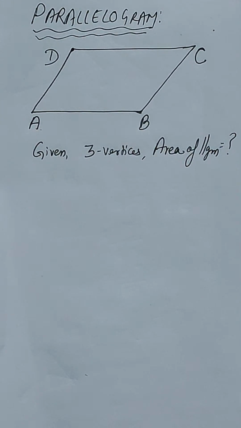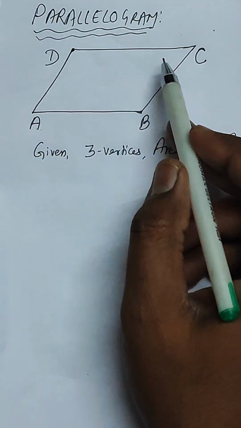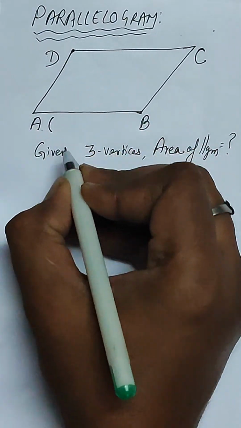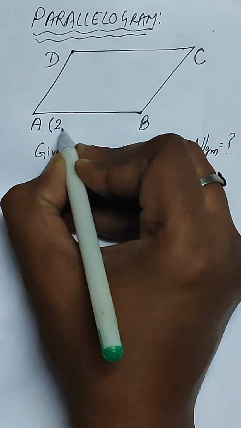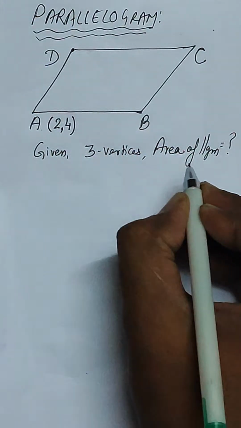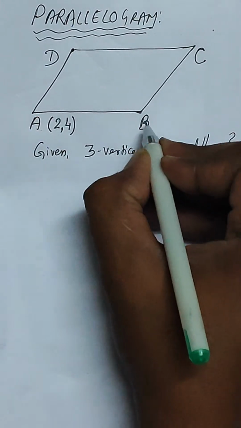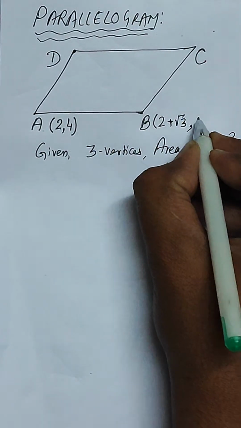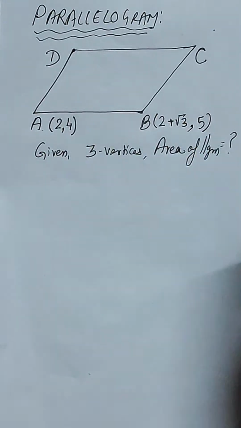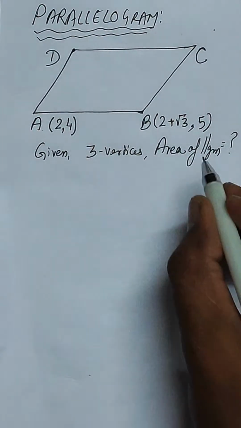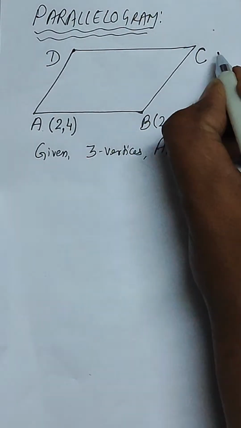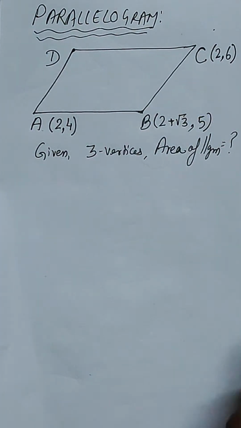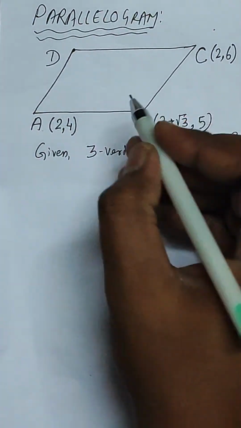So in this question we need to understand the basic property of a parallelogram that we discussed. Let me write the coordinates also. The coordinate of A is given as 2 and 4. The coordinate of B is given as 2 plus root 3 and 5. 2 plus root 3 is the x coordinate or abscissa, and 5 is your ordinate. Similarly for C, the coordinates are 2 and 6.